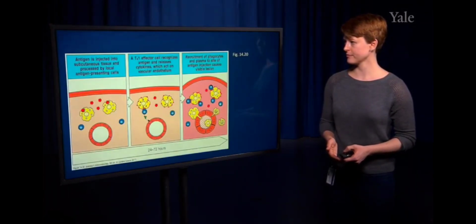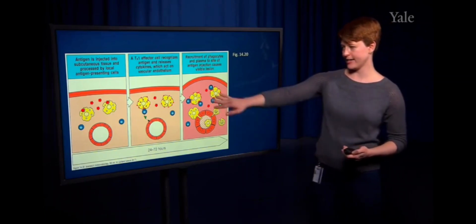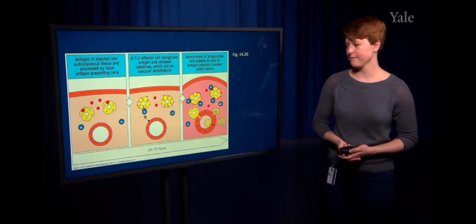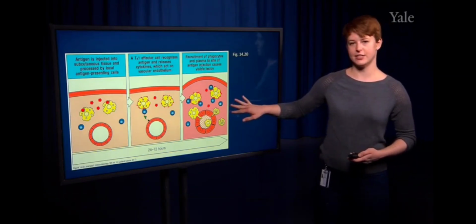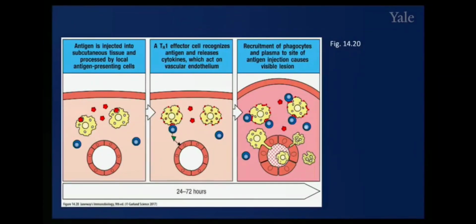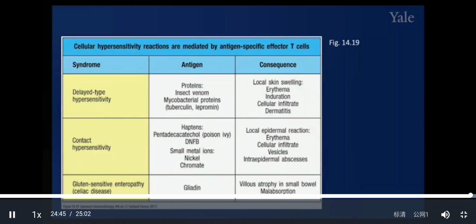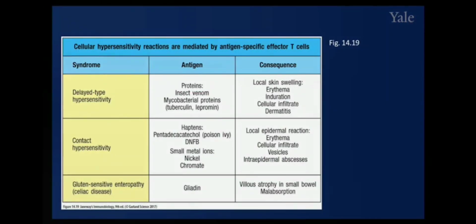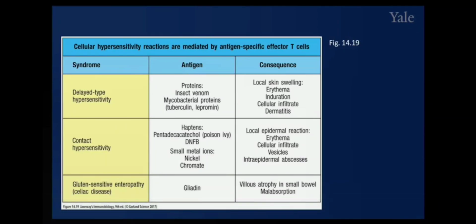Here's an example of the Mantoux test. We have our antigen in red here, injected subcutaneously. Then this antigen is processed and cytokines are released, which leads to vascular permeability and swelling at the site of the antigen injection. This graph in figure 14.19 is a nice summary of these hypersensitivity reactions. We have our delayed type hypersensitivity, contact hypersensitivity, and gluten sensitive disease or celiac disease, which we'll talk about in a couple slides.